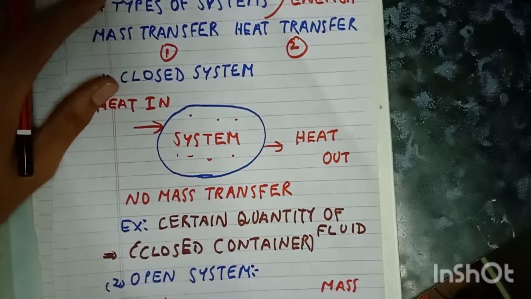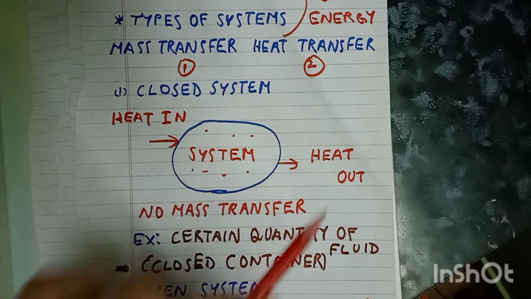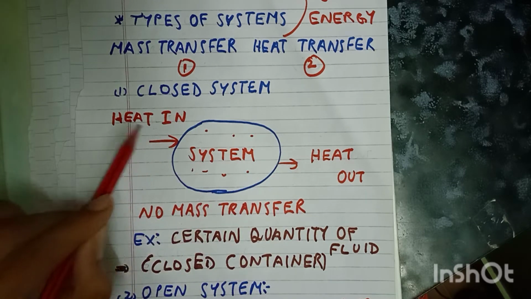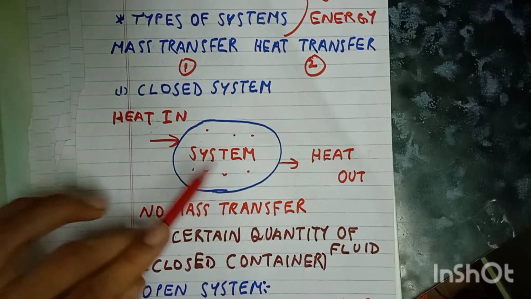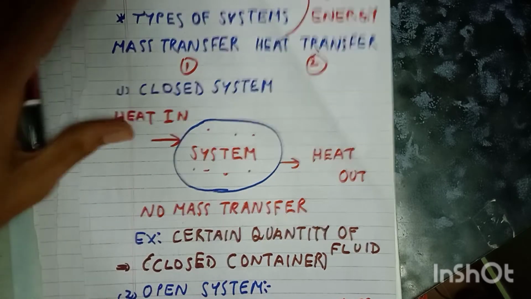So what is a closed system? In a closed system, heat transfer takes place, but mass transfer does not take place. Heat can move inside and heat can move out. Mass transfer does not take place. Always keep that in mind.